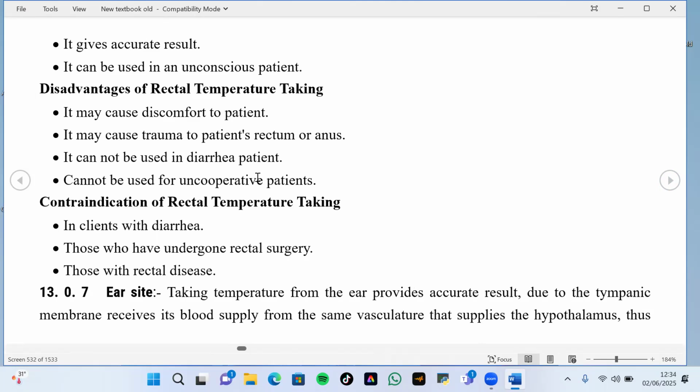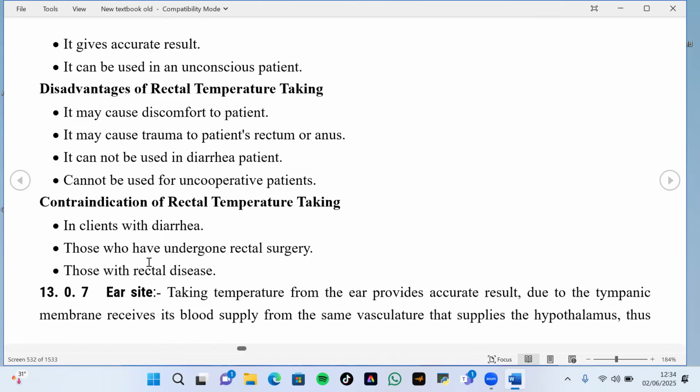Disadvantage, it might cause discomfort to patients, and it may also cause trauma to the rectum or anus or its surrounding structures. It cannot be used in diarrhea patients and cannot be used for uncooperative patients too. Contraindications for rectal method: those inclined to diarrhea, those who have undergone rectal surgery, and those with rectal disease.